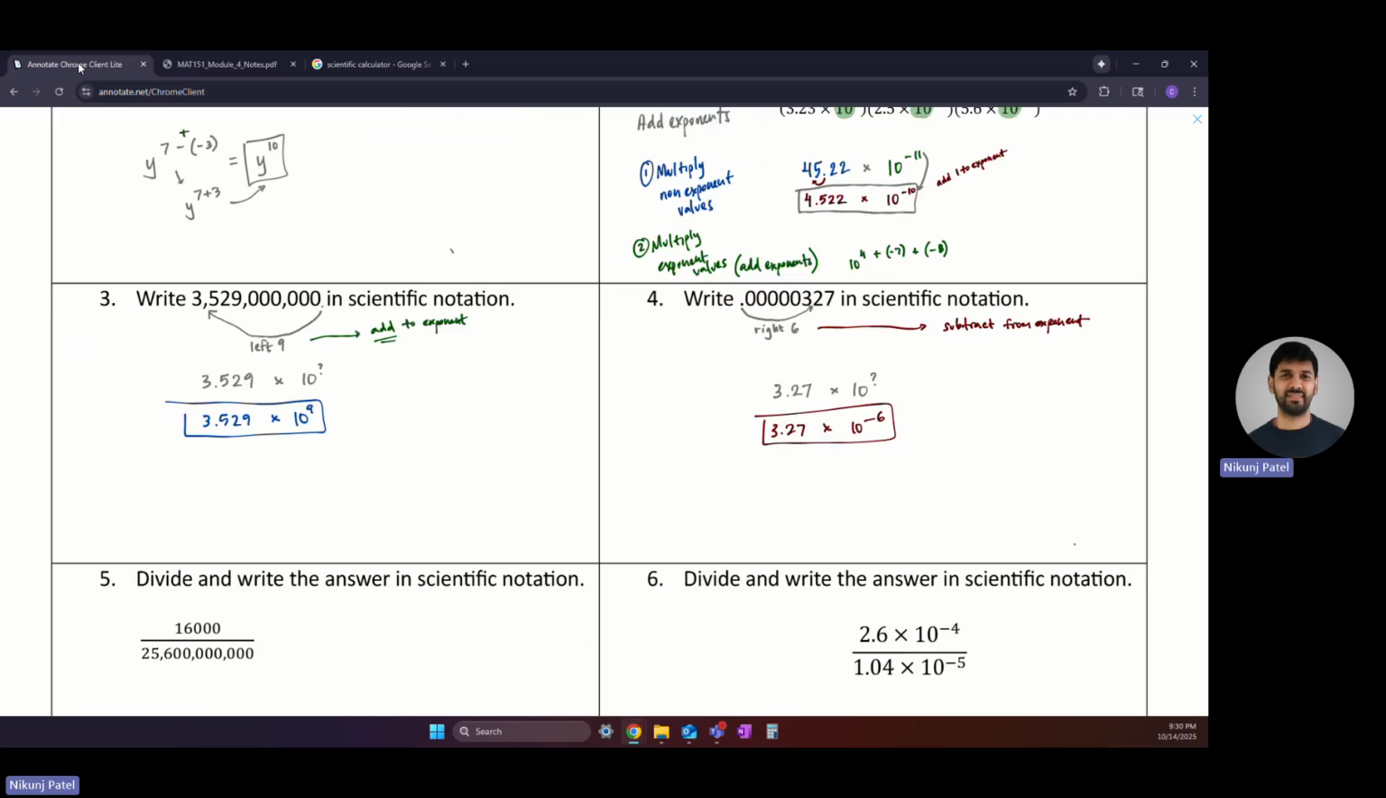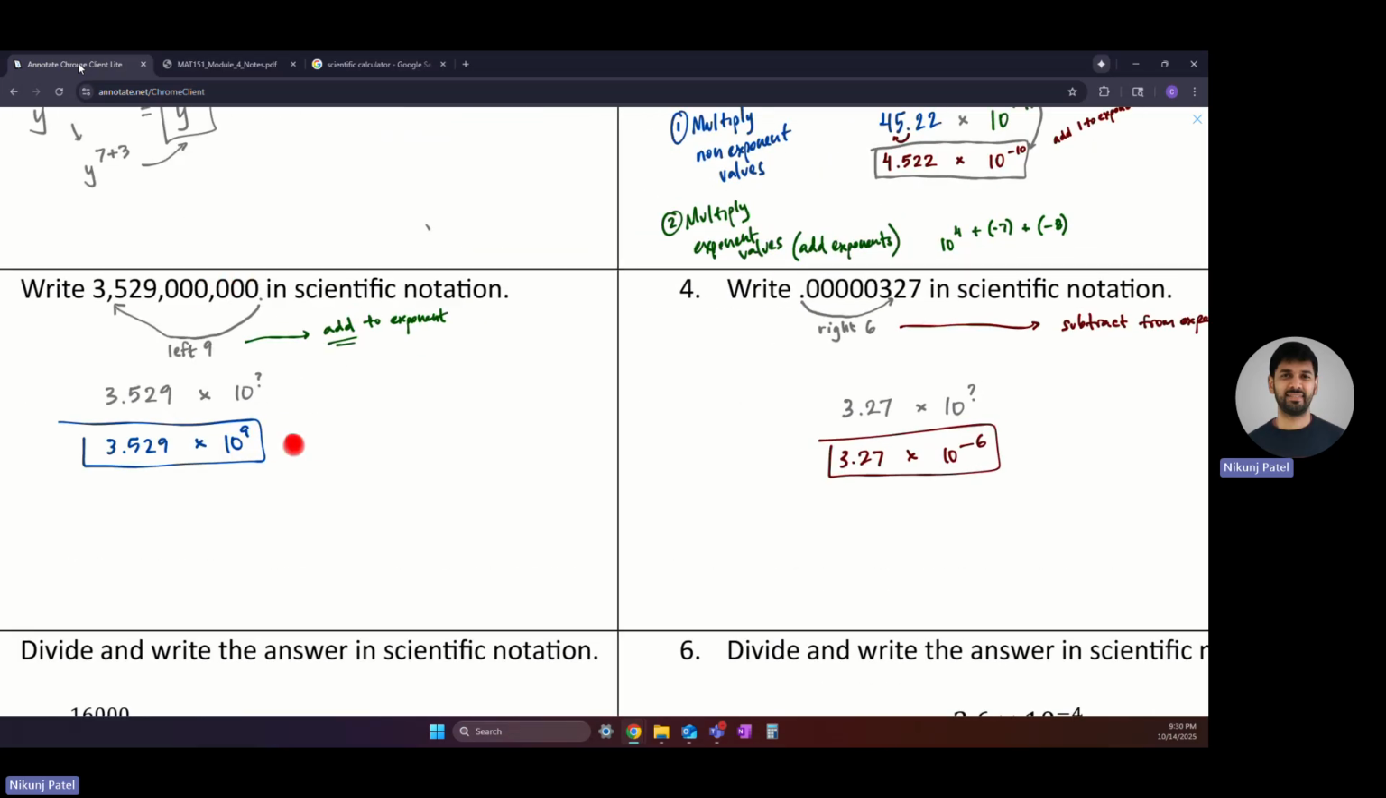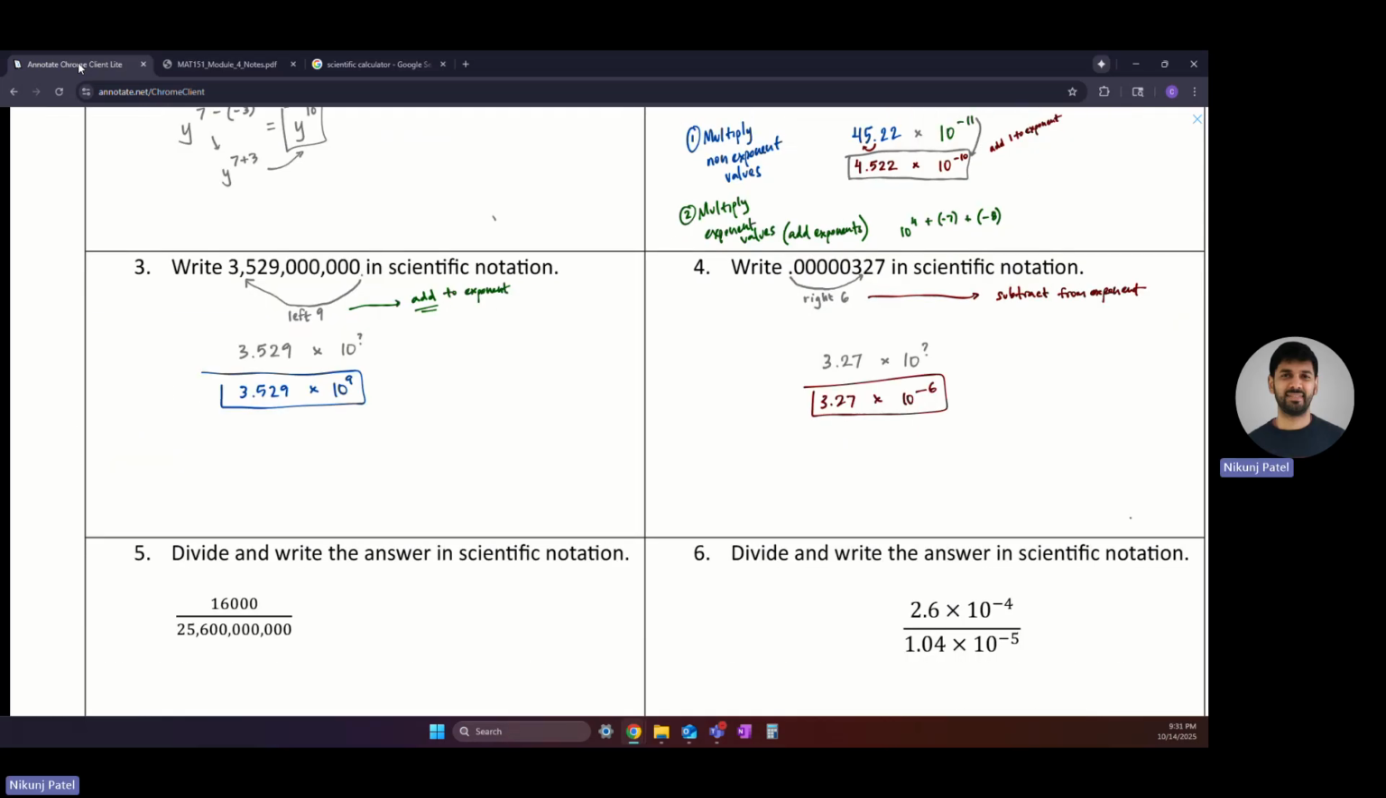So looking at these two examples right here, you'll notice that large numbers have bigger exponents because 10 to the power of 9 becomes a large number, and that's what we want it to be equivalent to. Whereas a small number has negative exponents because negative exponents result in smaller values. So there you go. There's 3 and 4.